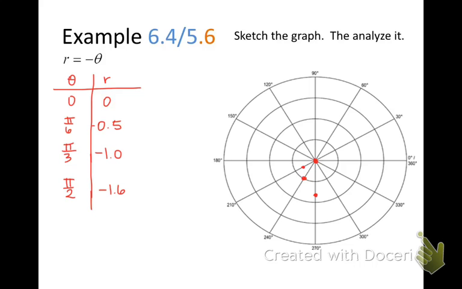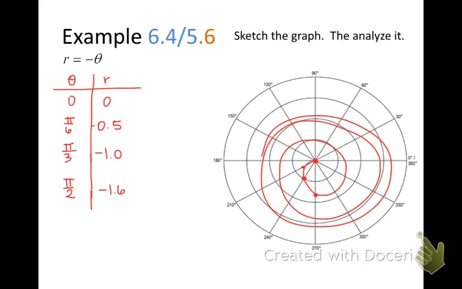So what happens? This spirals. I'm not going to get it perfectly right now, but you can see that that's what happens, right? This is called an Archimedes spiral. It's a unique one, but it's very easy to do.